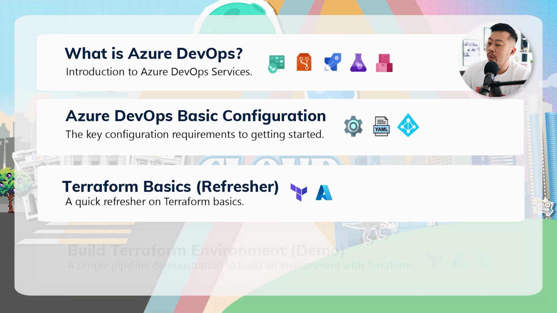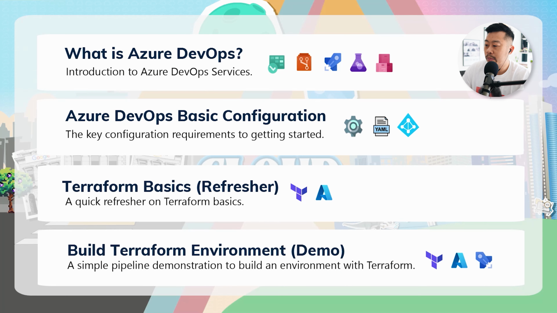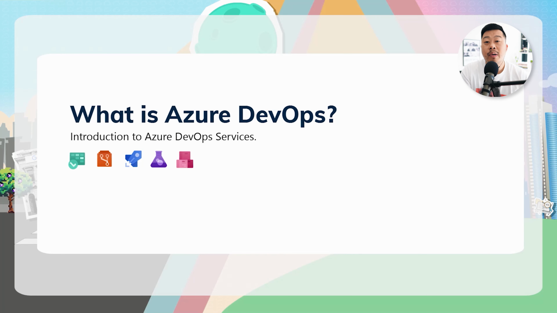So what we'll cover in this video is what is Azure DevOps, what are the basic key requirements to getting started, we'll run through a quick basic refresher of Terraform, and then we'll run through a demo of creating our first pipeline and deploying it. So what is Azure DevOps? Azure DevOps is a suite of Microsoft products that basically allow you to plan, manage, and build your projects.